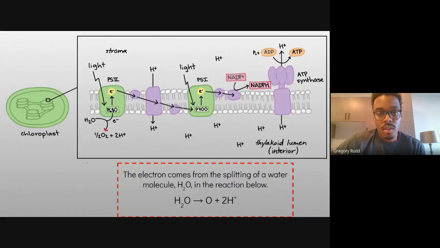Many of the electrons that are attracted to oxygen are also strongly attracted to P680, this pigment. And so P680 is going to pull off an electron from oxygen. And that's where this process starts. Water is split, creating an oxygen atom and two hydrogen ions. An electron gets pulled away from that oxygen atom, and it enters this photosystem, PS2.